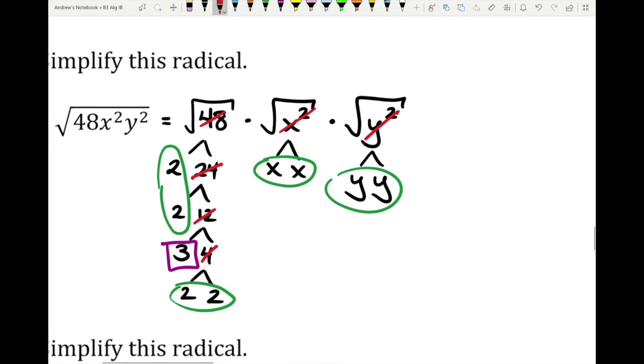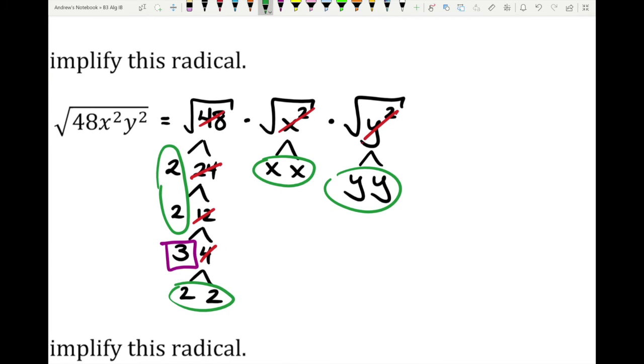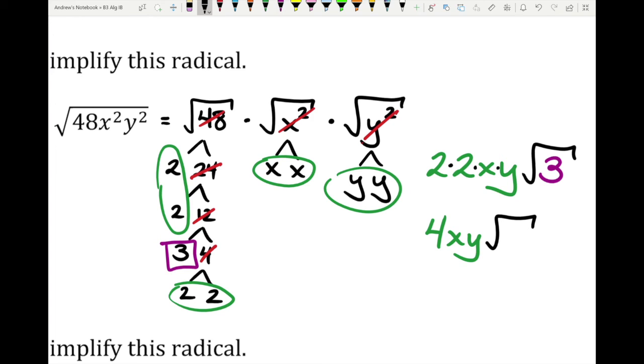So as I'm approaching my final answer, what I need to be doing is taking out a 2, another 2, an x, and a y, and then I've got a 3 that's left over on the inside. And again, everything that's on the outside there in green, that's all multiplying each other. So that's 2 times 2 times x times y, which we can smush together and simplify to be 4xy, with that square root of 3 hanging on the end there. So again, this is where we want to get to. We want to go through all that simplifying to get to that final answer.